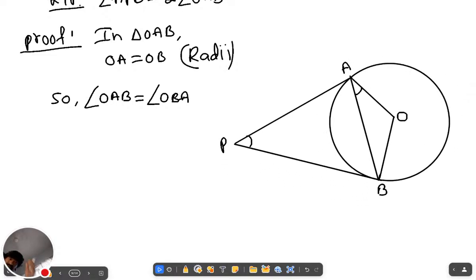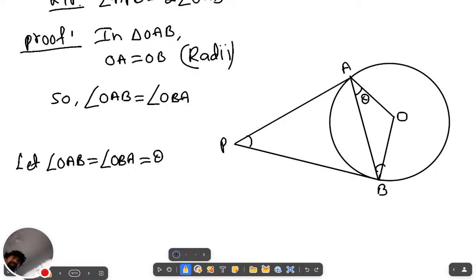Yes. So let us think both are equal to some theta. Let angle OAB and angle OBA both be equal, angle OAB equals angle OBA, and both are equal to some theta. So this is theta and this is theta. And we know that total angle A is 90 degrees because the angle between the tangent and radius is 90 degrees.